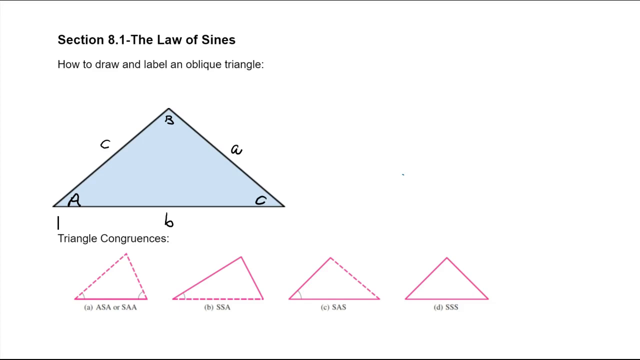Okay. Now, in general, there are 4 triangle congruencies. There's the angle, side, angle, or side, angle, angle. We know, in this case, 2 angles and a side. There's the side, side, angle, which for obvious reasons is not the angle, side, side. So in the side, side, angle, you're given 2 sides and then an angle. There's the side, angle, side, where you know 2 sides and an angle, but the angle's in between. And then there's the side, side, side, where you know all 3 side lengths, but you don't know the angles.